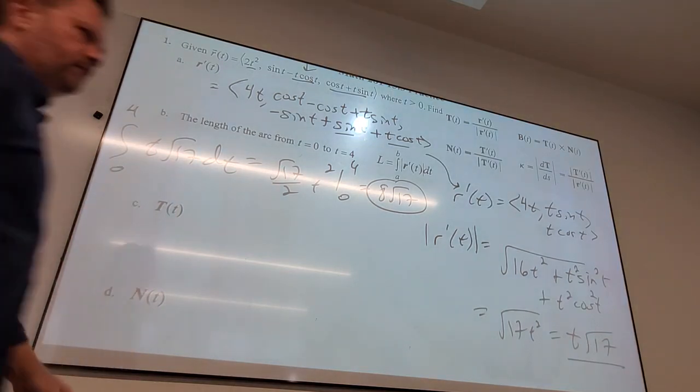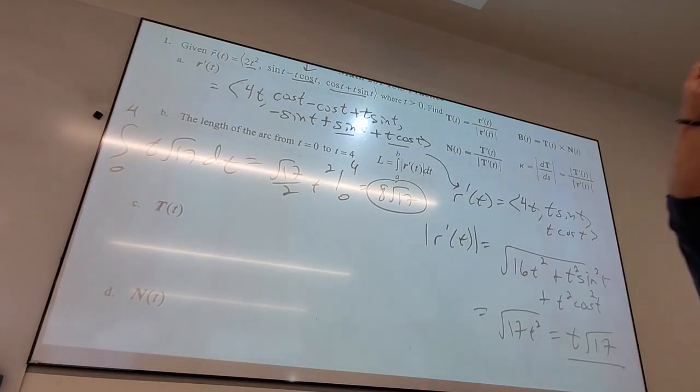Let me see if I can go ahead and get what T of t is. Let's see if I can build this in here real quick. T of t. Oh, cool. I think I have something from before that I can put.